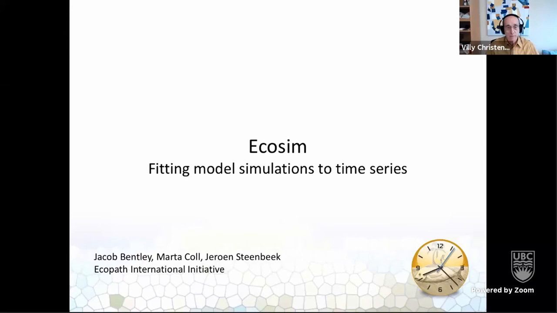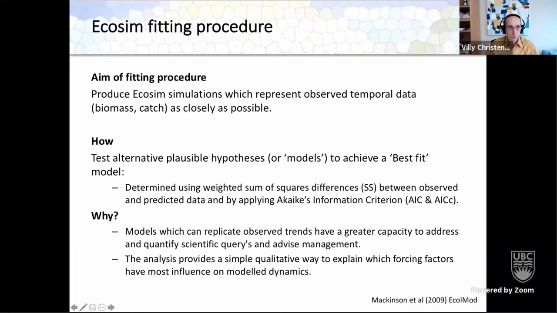Yeah. So it's just a brief presentation on fitting the model. We'll start with why we want to fit the model. The aim of this is to produce some simulations which can represent observed temporal data.